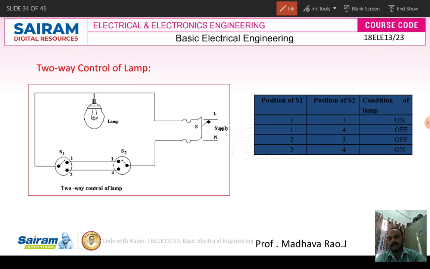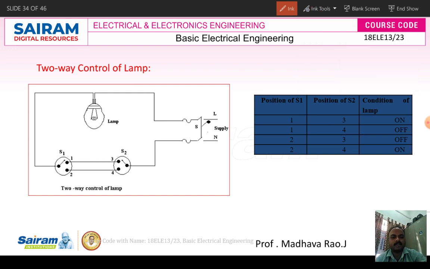Coming to the second case, switch 1 is connected to position 1, switch 2 is connected to position 4, and the lamp will be off. Then switch 1 in position 2 and switch 2 in position 3, the lamp is off, since it is an open circuit. And switch 1 is connected to position 2, switch 2 to position 4, and the lamp will be on.